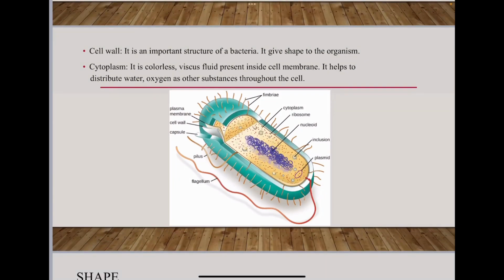The cell wall. It's an important structure of bacteria, and it gives the shape to the organism. Cytoplasm. It's a colorless fluid that is present in the cell membrane, and it helps in distributing water, oxygen, and other substances throughout the cell. The bacteria may be about 2 micrometers long, and 0.5 micrometers in diameter.